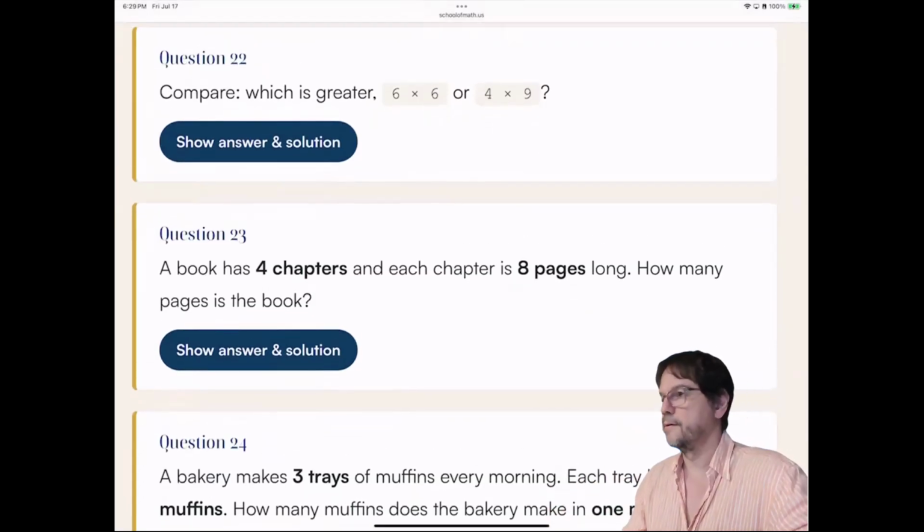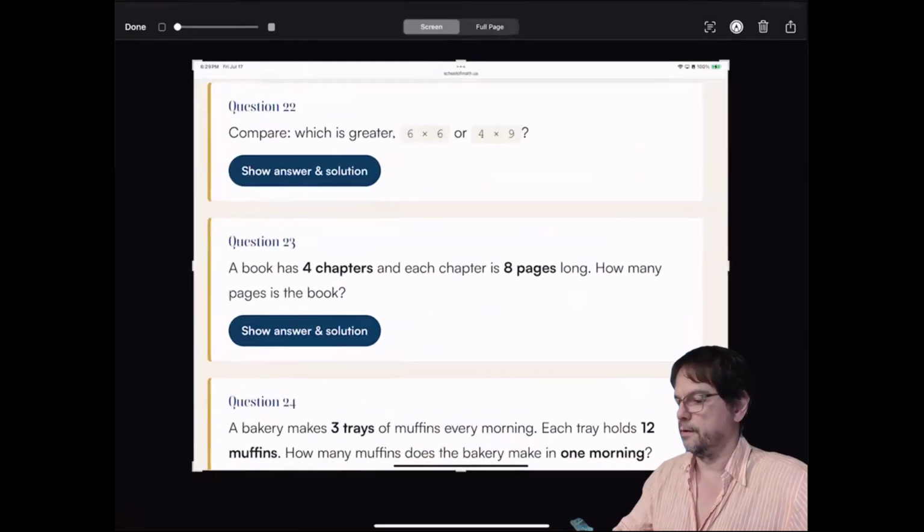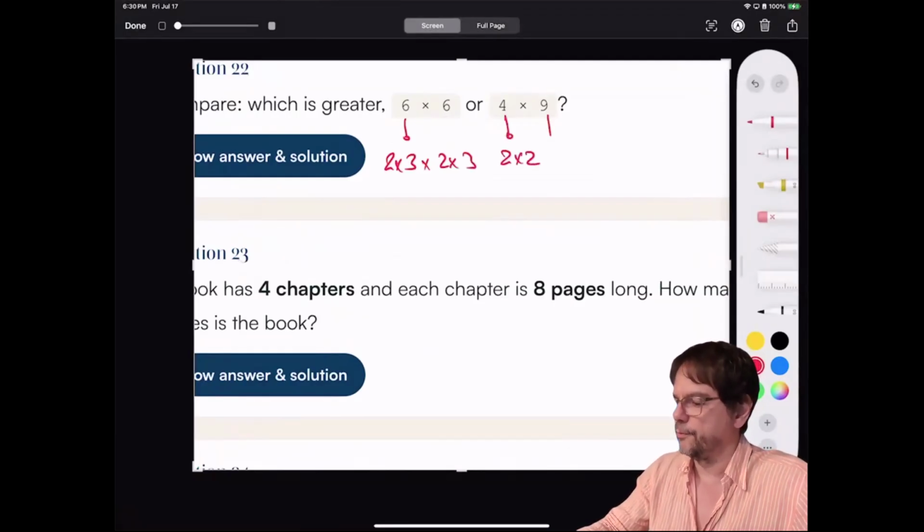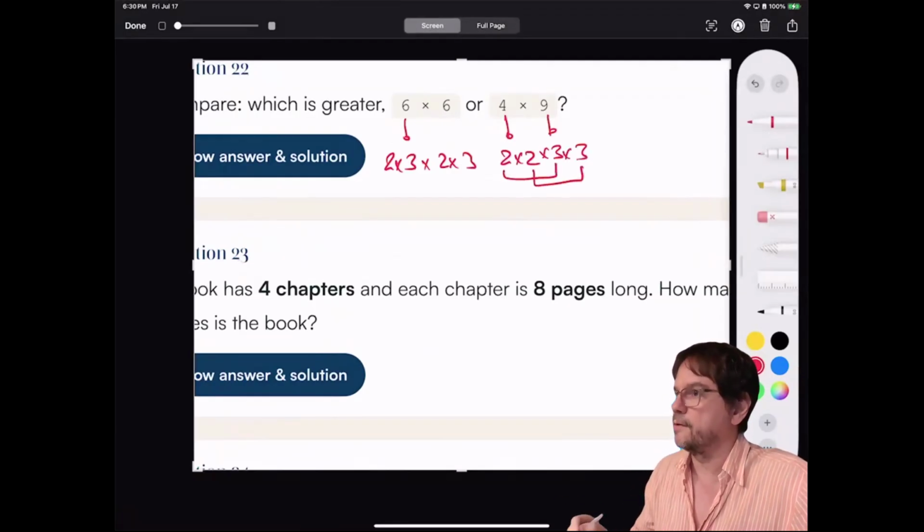6 times 6, 36. 4 times 9, 36. Look, 6 is 2 times 3, and 6 is 2 times 3. This is 2 times 2. This is 3 times 3. In the end, it's 2 times 3, 2 times 3, the same thing. Do you agree?